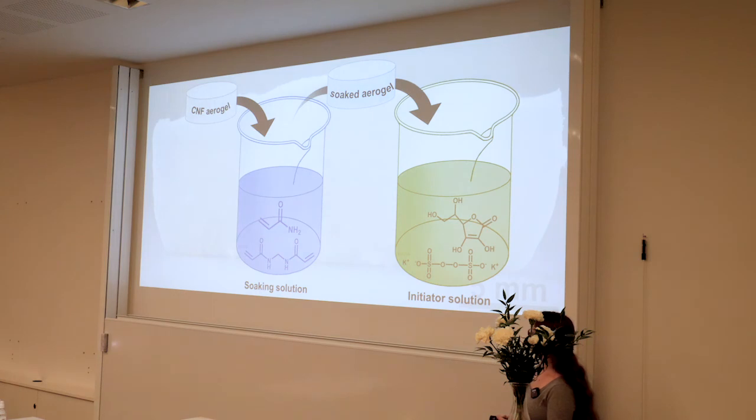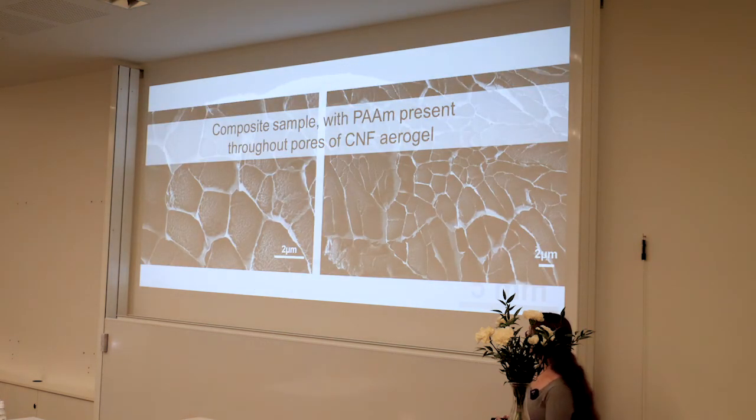To create this composite material, we polymerized polyacrylamide within the pores of the CNF aerogel by first soaking the preformed aerogel in the monomer solution, also containing a cross-linking monomer, and then transferring the soaked aerogel to another solution containing the initiator, and then initiating free radical polymerization of the polyacrylamide. Here you see SEM images taken at cryogenic temperatures of the composite, showing the polyacrylamide within the pores of the CNF aerogel.